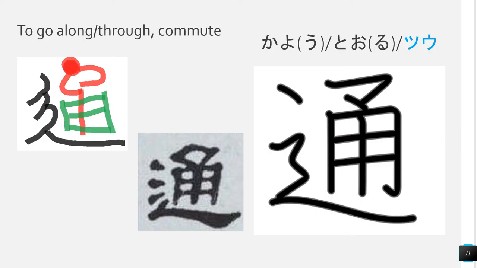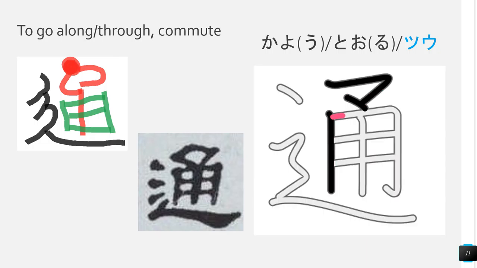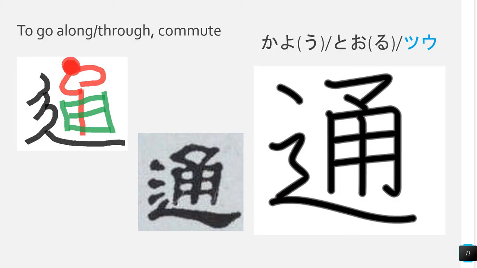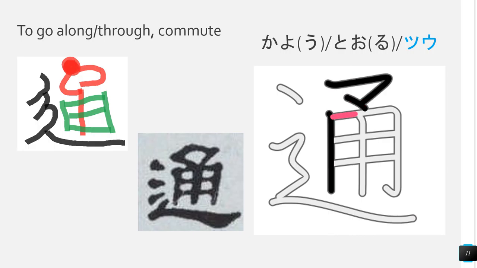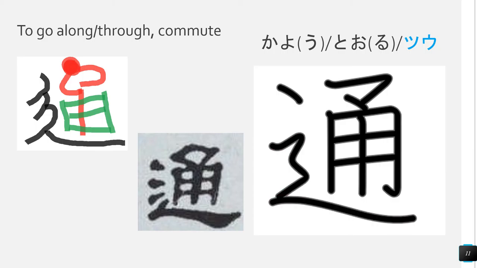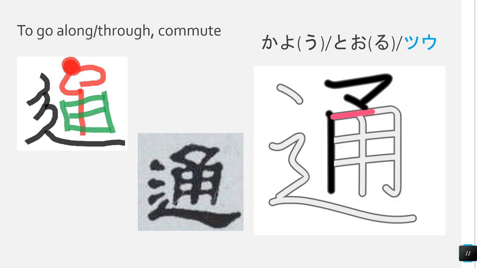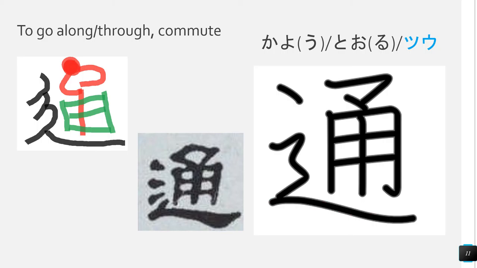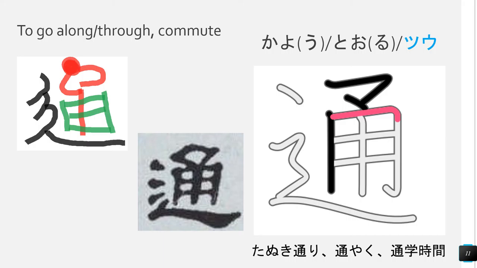Now, the last pronunciation, which is tsu, is used for words like interpreter, tsuyaku, and also it is used for, for example, someone who is an expert in Japan. We then call them Nihon tsu, okay? Someone who is an expert in, let's say, all things manga, okay? Manga tsu, okay?